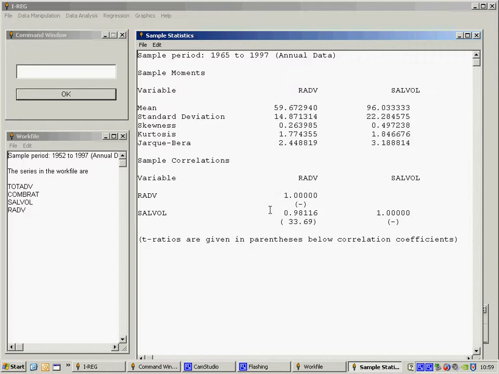Here we see that the correlation between real advertising expenditure and sales volume is 0.98, and the number below the correlation coefficient in parentheses is Fisher's t-statistic, and with a value of 33.69 we see that there is in fact a very significant relationship between these two series.